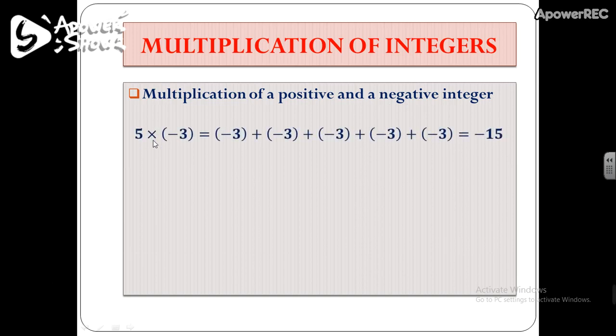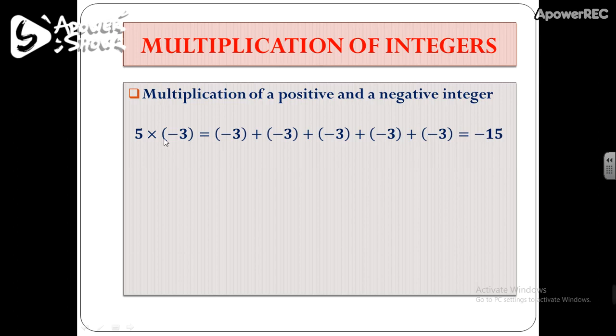The first example is 5 multiplied by minus 3. Since we have learned that multiplication means repetitive addition, for obtaining this product, I am going to add minus 3 five times. So minus 3 plus minus 3 plus minus 3 plus minus 3 plus minus 3. After adding minus 3 five times, I am going to get minus 15.